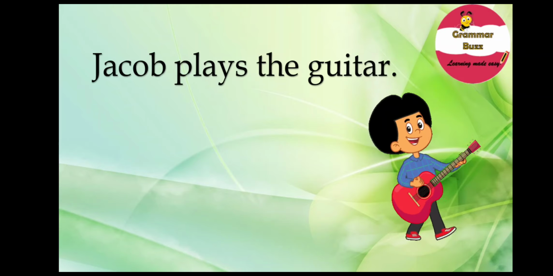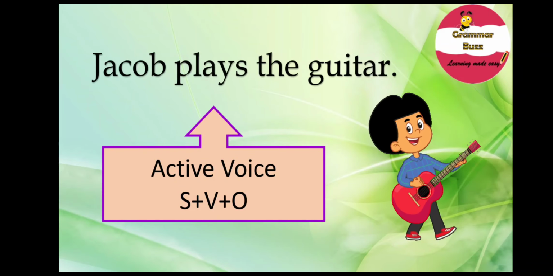Is Jacob performing the action of playing the guitar? Well, yes. Jacob is the doer of the verb plays. What is Jacob playing? The guitar. So the guitar is the object of the sentence. Guitar is the receiver of the action plays. Now, what is the structure of the sentence? It is subject, which is Jacob, verb, which is plays, the object, which in this case is the guitar. So, this sentence is said to be an active voice. Note, in this sentence, the focus is on the subject, Jacob, who is playing the guitar.